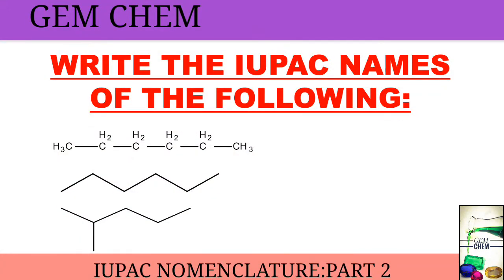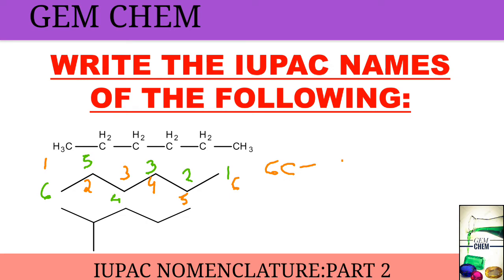Now first one. First we do the numbering of the longest chain. So this is 1, 2, 3, 4, 5 and 6, right. If we do the numbering from the opposite side, 1, 2, 3, 4, 5, 6, right. So this structure has 6 carbons and no carbons have any other substituents.